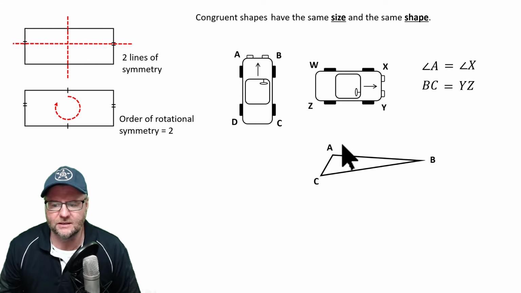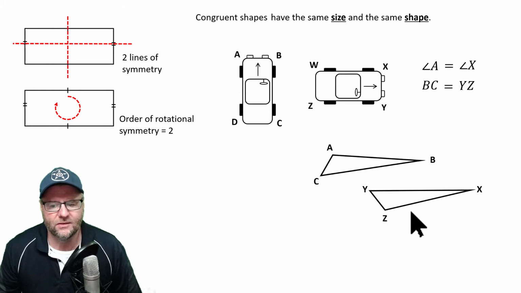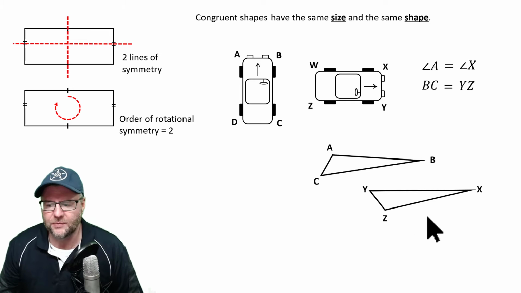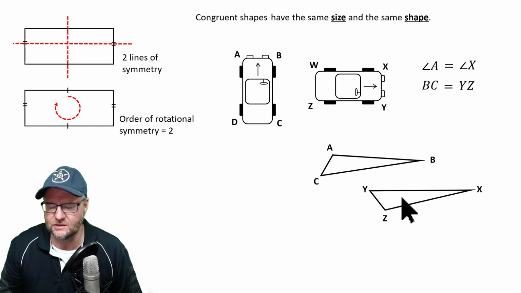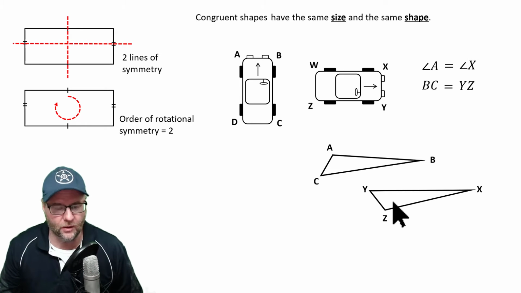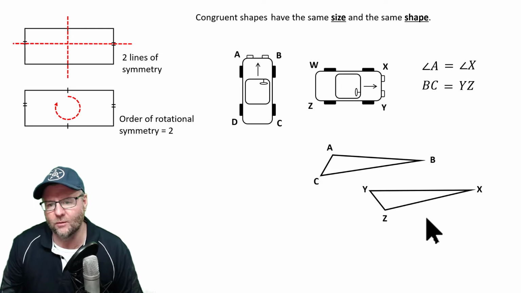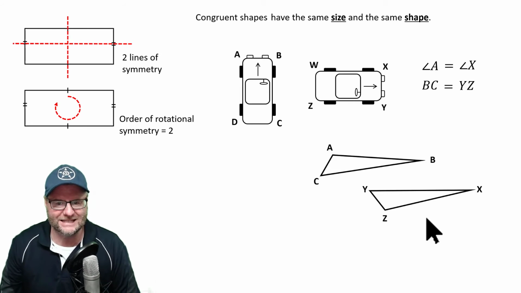I could call it ABC or CAB. I'm actually going to call it BCA, but we'll look at that in a moment. Let's say these two triangles are congruent. Even though they're facing different directions, they're not exactly orientated the same, but they're congruent. So if we're told that they're congruent, then we can make what we call a congruence statement.